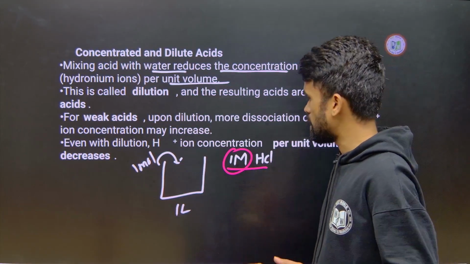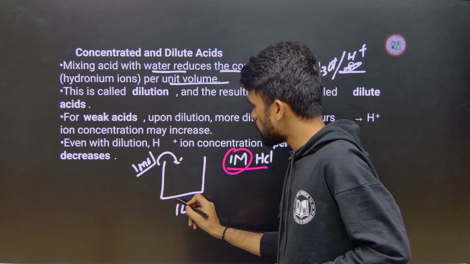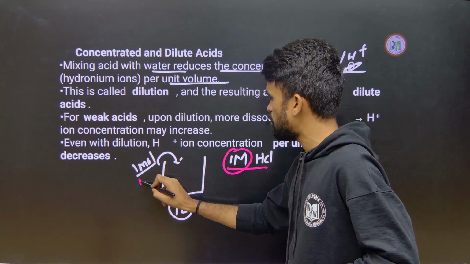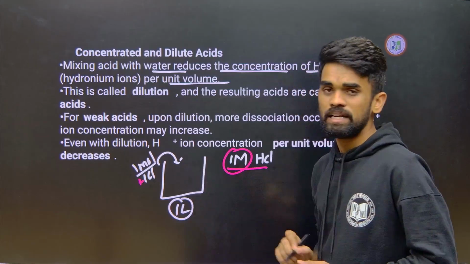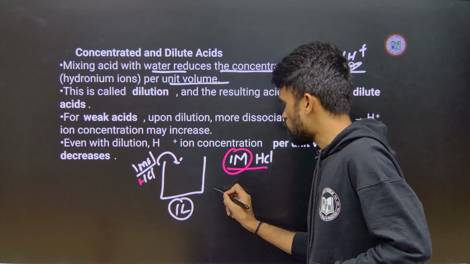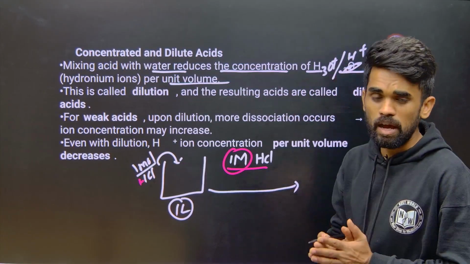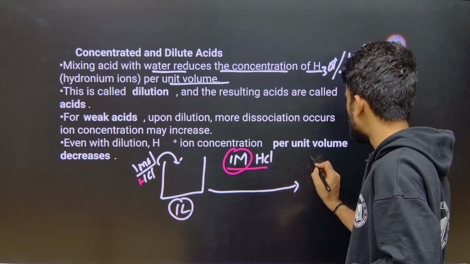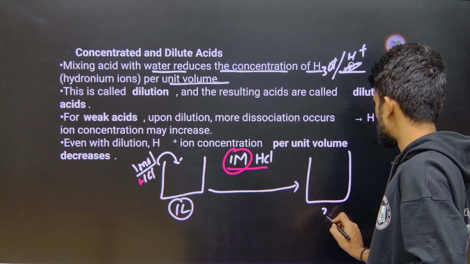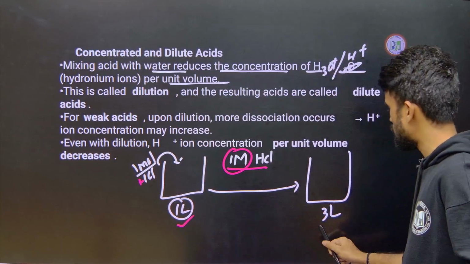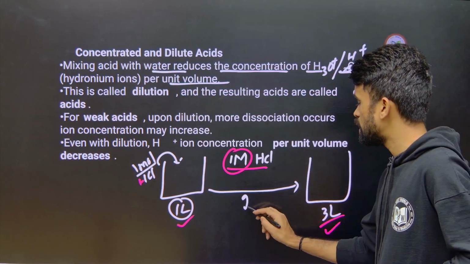Now let us say 1 mole of HCl particles is present in this 1 liter solution. I am mixing it with water to make it 3 liters. Initially we have 1 liter, and I am making it 3 liters by adding 2 liters of water.